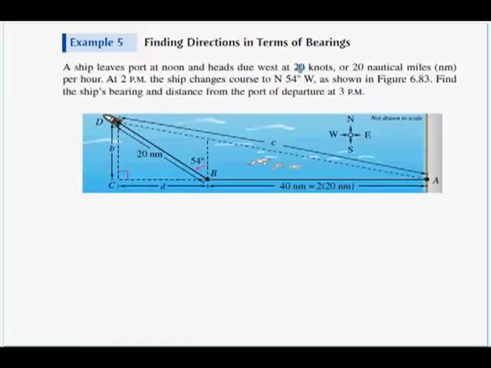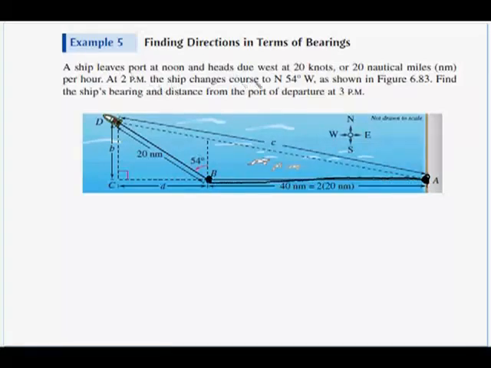So example 5 here says a ship leaves port at noon and heads due west at 20 knots. So we're starting here. A is our port. We head due west at 20 knots, or 20 nautical miles per hour, and at 2 p.m. we've traveled for 2 hours at 20 knots, or 40 nautical miles, and we get to point B.